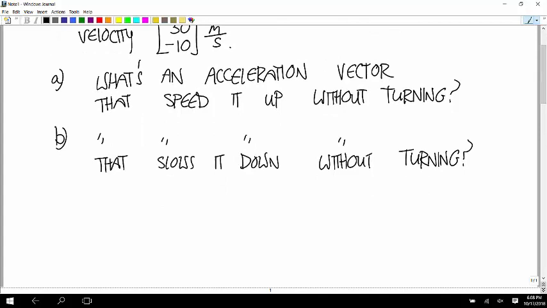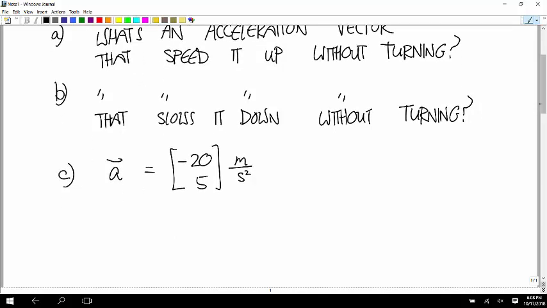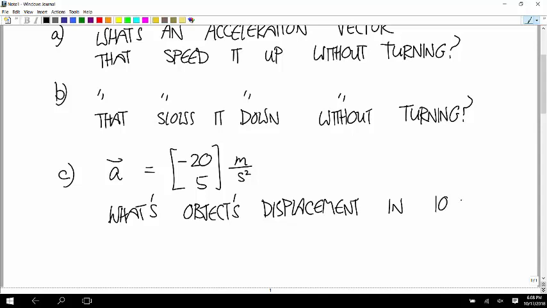And then third, let's say that the acceleration vector is negative 20, positive 5 meters per second squared. What's the object's displacement in 10 seconds?